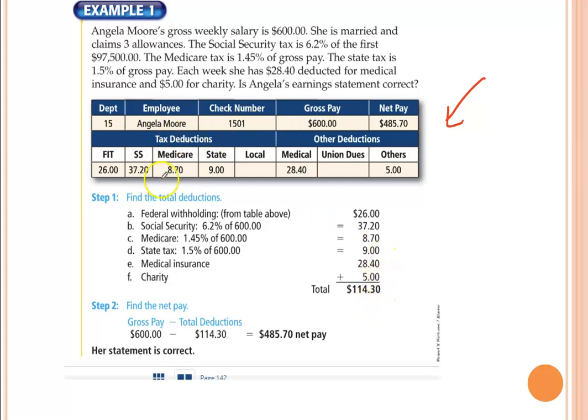So what they did is they put the whole statement up here, which has all these amounts. The federal income tax was here, Social Security was here, Medicare is here, your state tax is here, there's 0 local. If you would have local listed down here, you would just write 0. Medical, no union dues, and $5 other. Then you can see they listed them all here, added them together, then subtracted them from the gross pay. Gross pay subtract total deductions gets you your net pay.